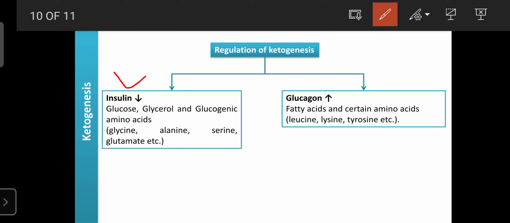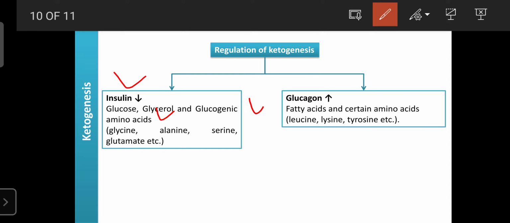And glucagon can enhance ketogenesis. That's why during hypoglycemia, or low blood sugar level, glucagon is released, and that released glucagon is responsible for enhancing ketogenesis. Regarding other factors, those that inhibit ketogenesis are glucose, glycerol, and glucogenic amino acids. These all inhibit ketogenesis.